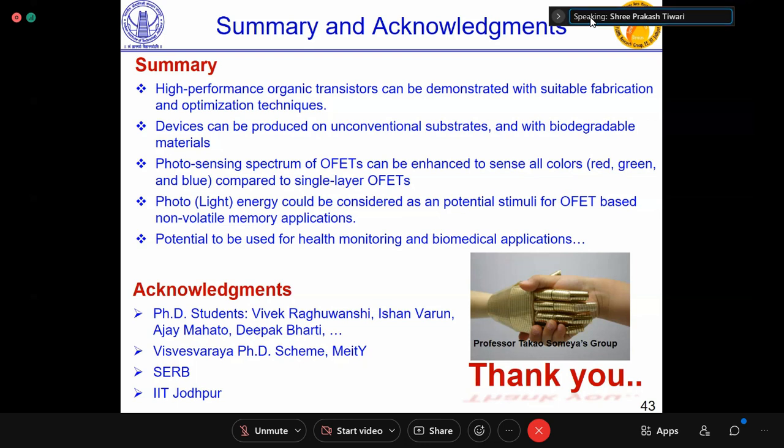And for all this work, I wish to acknowledge 3 students who graduated this year, Vivek Raghuvanshi, Ishan, Varun and Ajay Mato, and one more person who graduated a bit earlier, Deepak Bharti. All these students did this wonderful work, which I could show to you, and obviously the funding agencies, ministries and IIT Jodhpur. I had made it a bit short, and I hope it is acceptable to all of you, and you can discuss with me if you are interested.